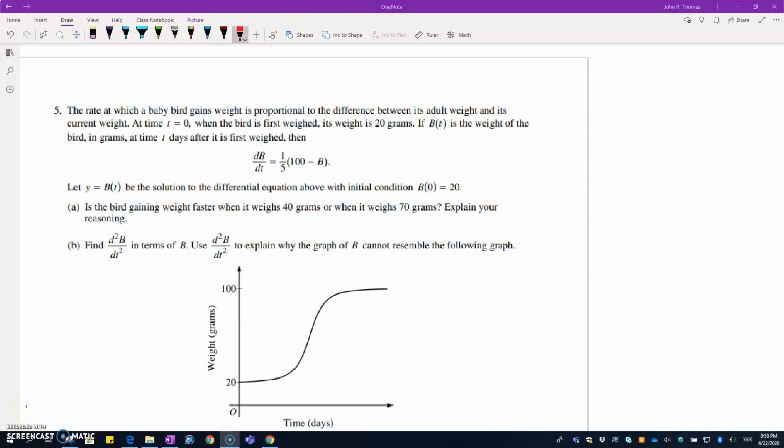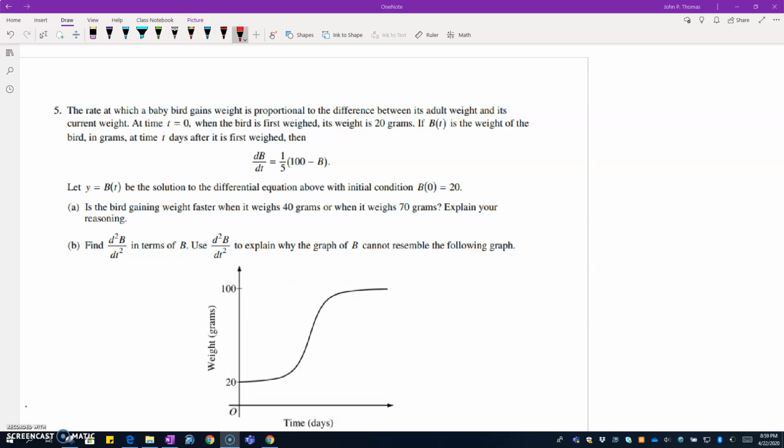All right, today I want to talk through the free response item 5 that you had for yesterday. So this one says the rate at which a baby bird gains weight is proportional to the difference between its adult weight and its current weight. At time t equals 0, when the bird is first weighed, it weighs 20 grams.